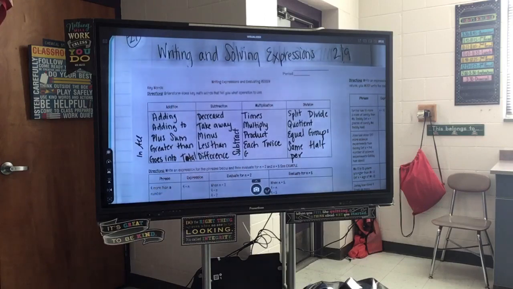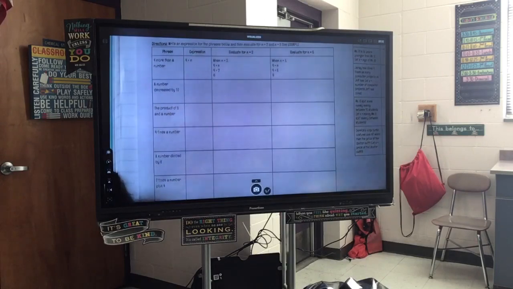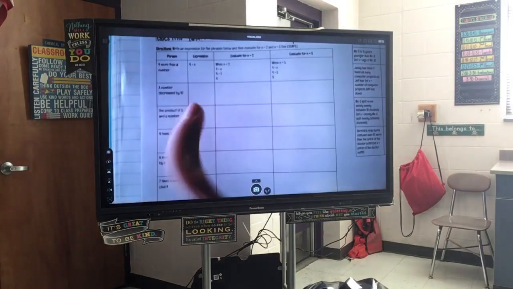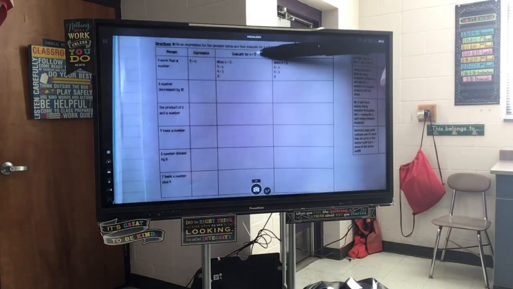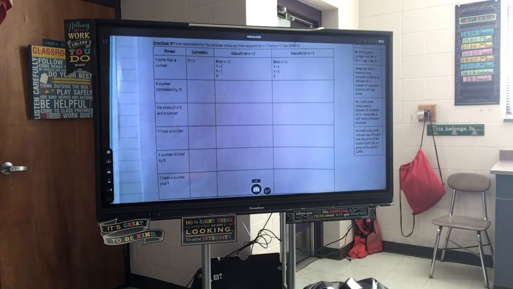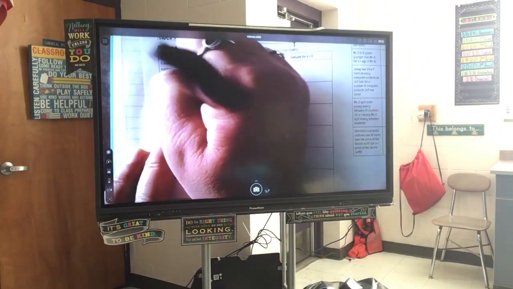All right, for this next part down here, we are going to translate the expression here to numbers. Then it tells us that n is going to equal 2 and n is going to equal 5. So we're going to substitute it in and solve. Okay? So it's not going to be super difficult, but we're going to do these together. So a number decreased by 10. What is that going to look like? N minus 10. Okay, so we're going to do n minus 10.